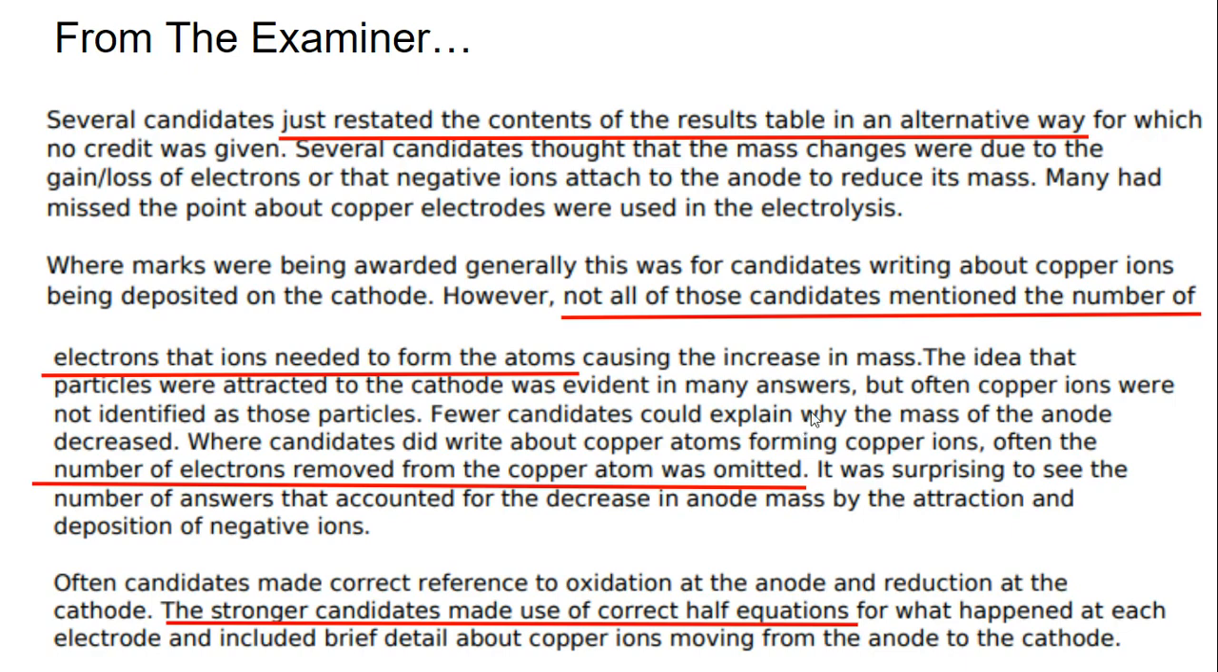The examiner then goes on to say, not all the candidates mentioned the number of electrons that ions need to gain in order to form the atoms, and they didn't mention the number of electrons removed when the copper atom was emitted. That number 2 is important for this question. At the very bottom, and this is a big tip here, the stronger candidates made use of correct half equations.